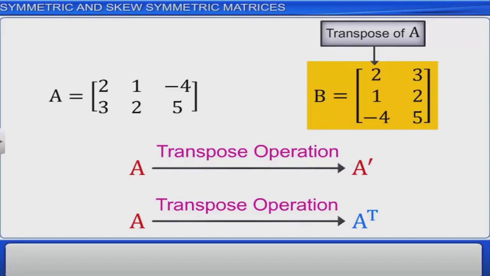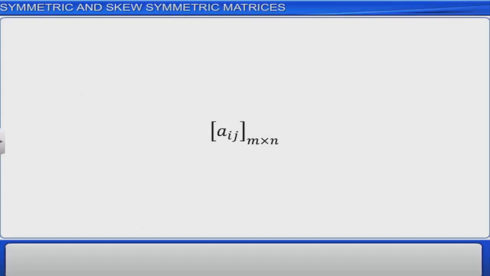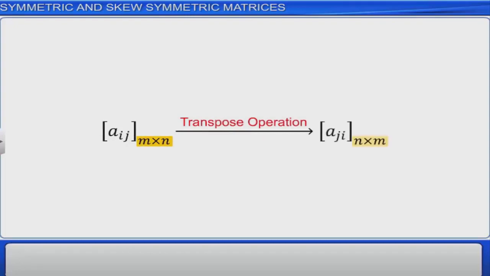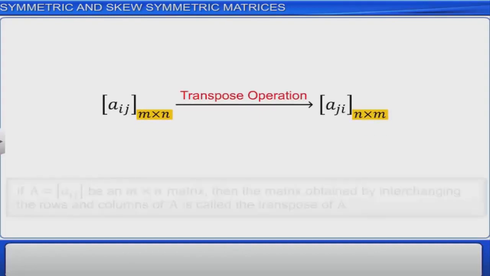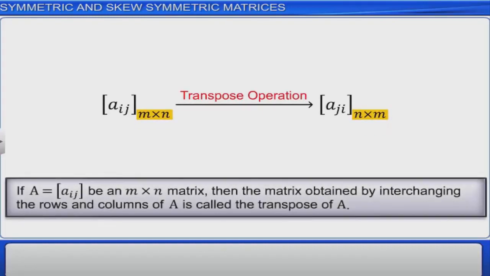It should be noted that the order of the matrices is of importance. If the order of the original matrix is m by n, then the transpose is of the order n by m. Now, we can define the transpose of a matrix. If A is an m by n matrix, then the matrix obtained by interchanging the rows and columns of A is called the transpose of A.